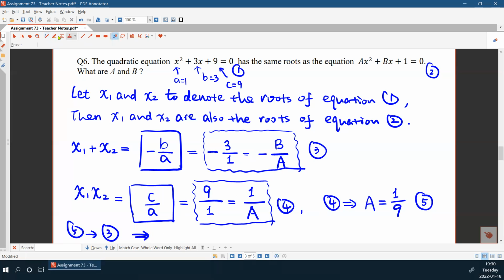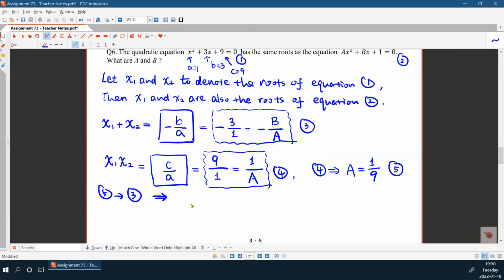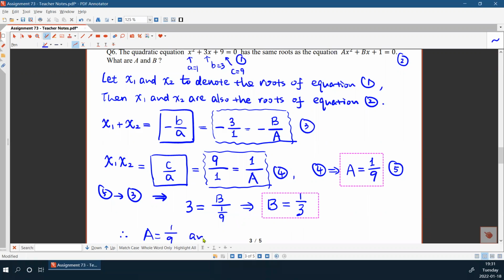Okay, let's write one more step. If you put 5 into 3, we'll get left side is 3, of course. Right side is B over A, so B over 1 over 9. Then we can solve B. We can put the 9 to the left side, right? So b is 3 times 1/9, which is 1/3, right? Okay, then in this way, we have successfully solved A and B. Then we can make the final conclusion. Therefore, A is 1/9 and B is 1/3.